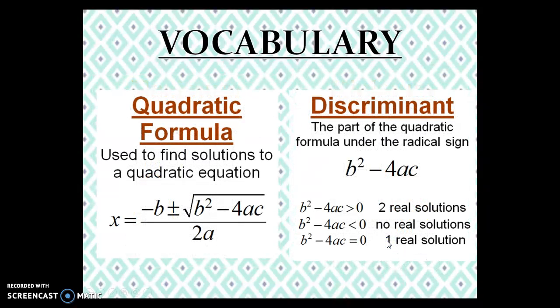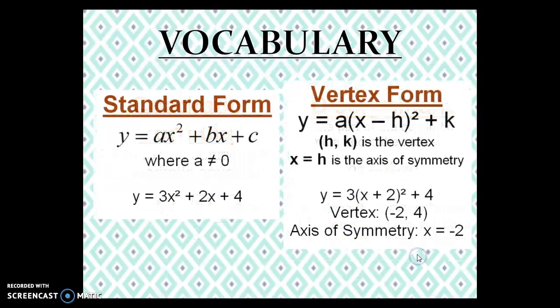Quadratic formula, we went through that. The discriminant, if it's bigger than 0, you have 2 solutions. Less than 0, no real solution. Equal to 0, 1 real solution.